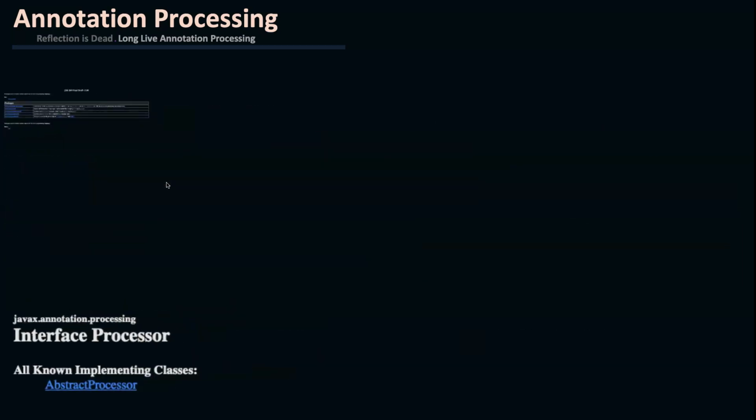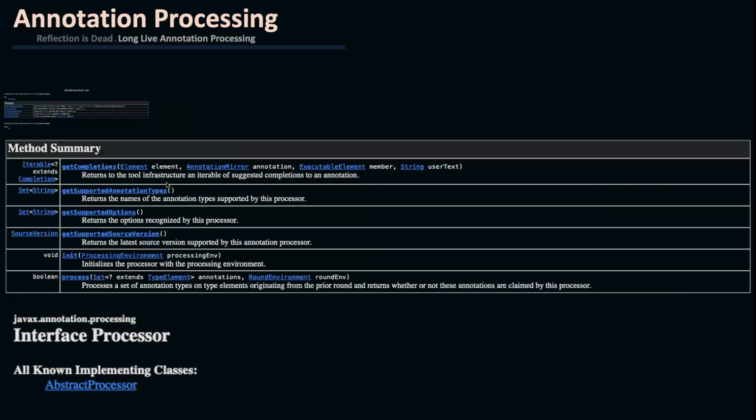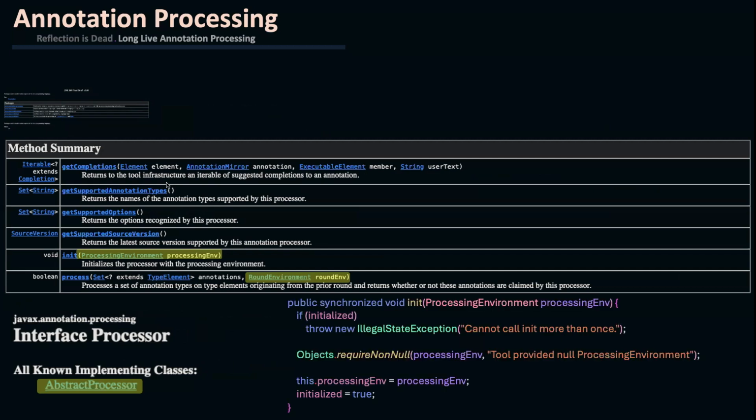And it leverages one main class called Processor, which is implemented by an abstract class. There are two interesting things here, the processing environment and the rounding environment, both of them giving you essential things about the metadata. The processing environment is added to a field that you can use later because of this abstract processor, which says, okay, just set it in one field and initialize the class.